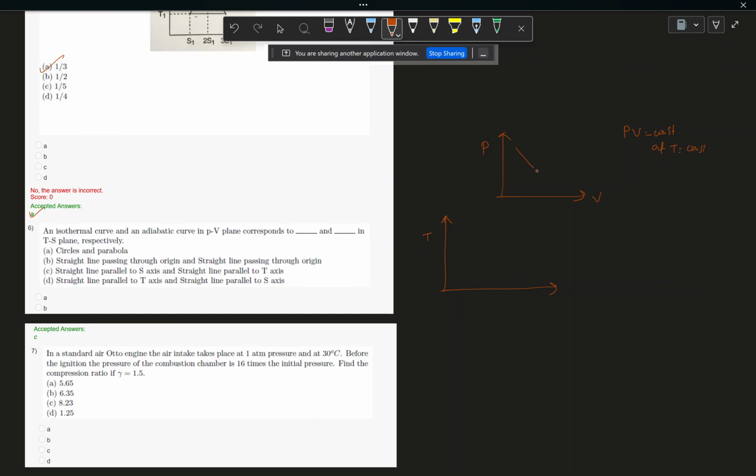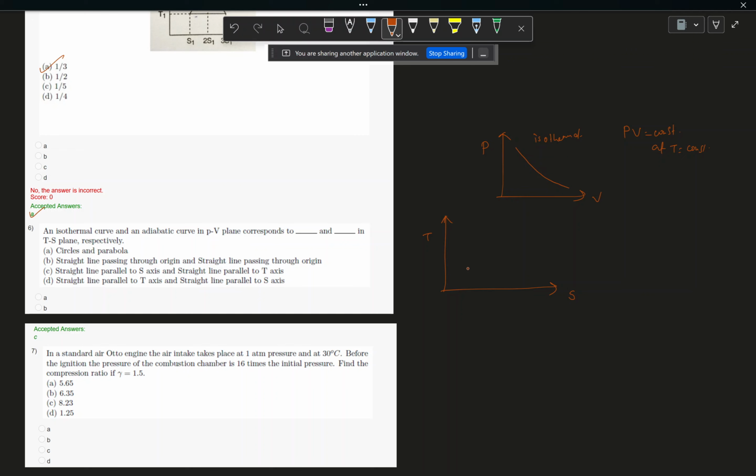So then the isothermal curve will just look like this, a rectangular hyperbola in the PV plane. But in the TS plane, which is an alternative expression for the processes, because P and V, their multiplication has the same dimension as T and S. Okay, so thermodynamic representations are different, but they can represent the same process differently.